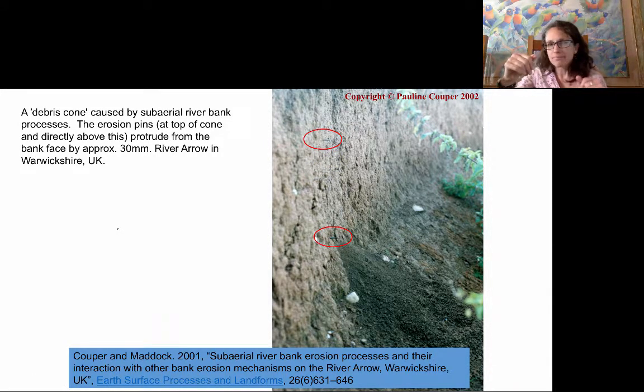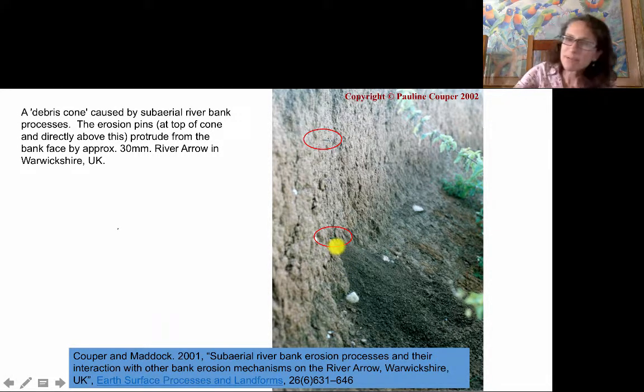So submarine is within the ocean, below the ocean surface. Subaerial means at the air surface, in the atmosphere. So it's a surface process, a superficial process. Weathering and erosion is a subaerial process. So we've got subaerial weathering and erosion creating this debris cone, and we have these erosion pins here, which we can use to measure how much the bank has retreated.